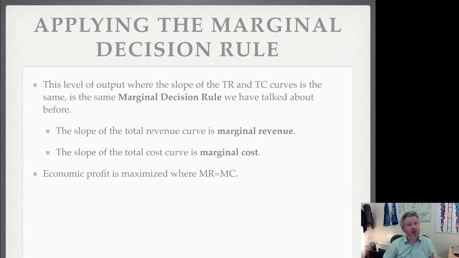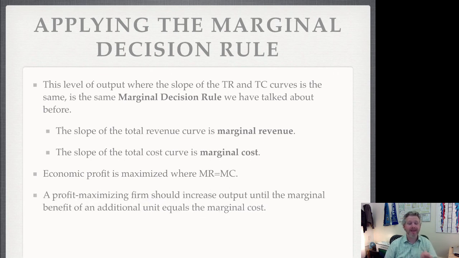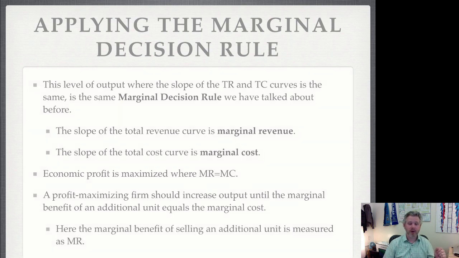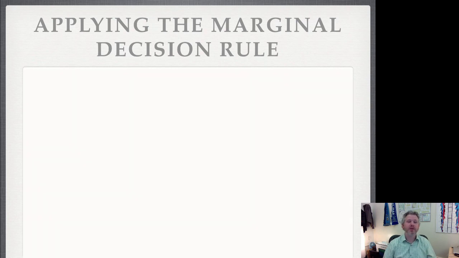The slope of the total revenue curve is marginal revenue. The slope of the total cost curve is marginal cost. So where are those slopes equal? That's where marginal revenue equals marginal cost. That's where the firm will maximize profit, and that's where they want to produce. So a profit maximizing firm will increase output until the marginal benefit of an additional unit equals the marginal cost, just like we saw with consumers before. The marginal benefit is measured as marginal revenue.